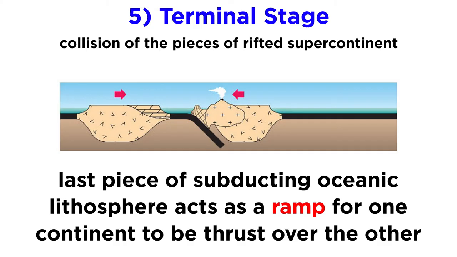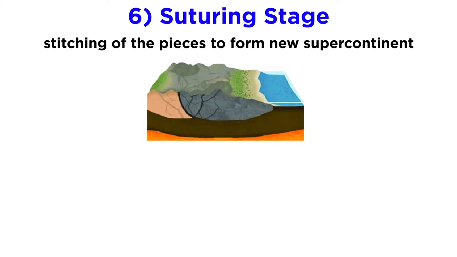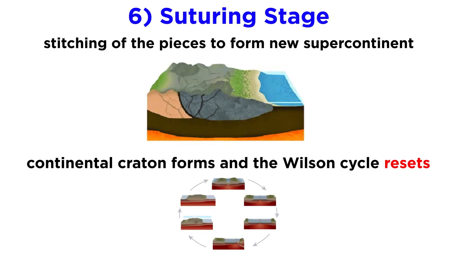During the end stage of subduction, the last piece of the subducting oceanic lithosphere acts as a ramp, leading one continent to be thrust up and over the other. This stitching together of two pieces of continental crust is the final stage of the Wilson cycle, the suturing stage, during which a new massive continental craton forms and the Wilson cycle resets.